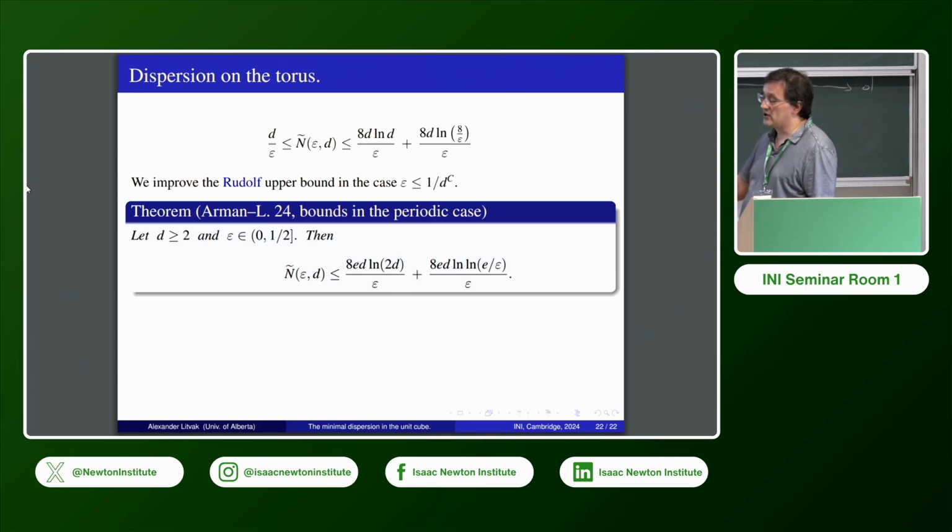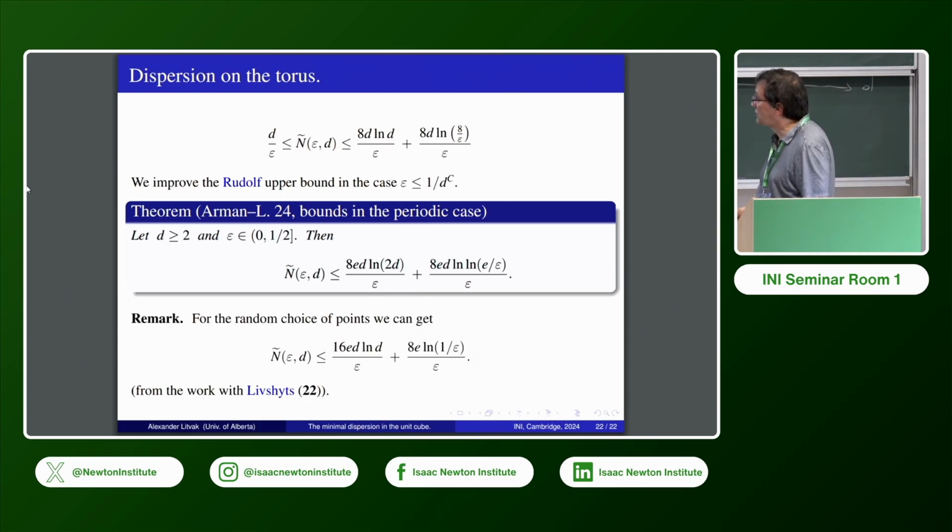Once again, it's not for random points, but if you want random points, then from the paper of Livshits and Lifshitz, we have this term logarithmic, which is unavoidable if you deal with random points. So I will stop here.